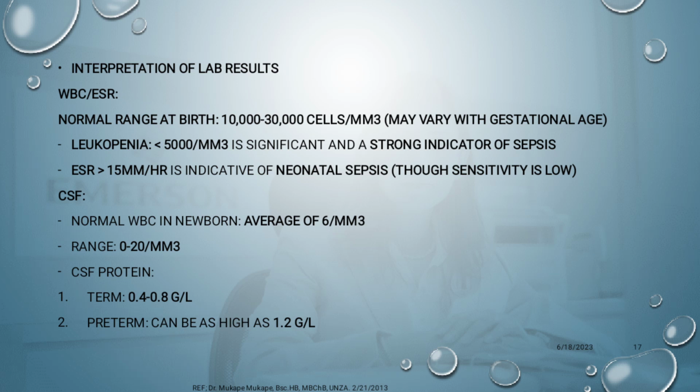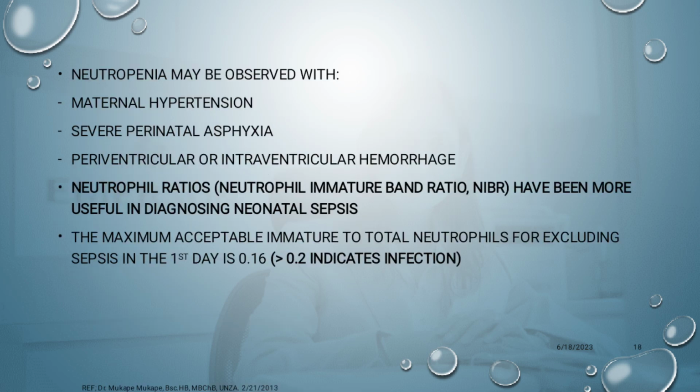Then for CSF, normal WBC in the newborn averages 6 per cubic millimeter, with a range of 0 to 20. Then CSF protein, for term babies, is 0.4 to 0.8 gram per liter. Now for preterm it can be as high as 1.2 gram per liter. That's for proteins.